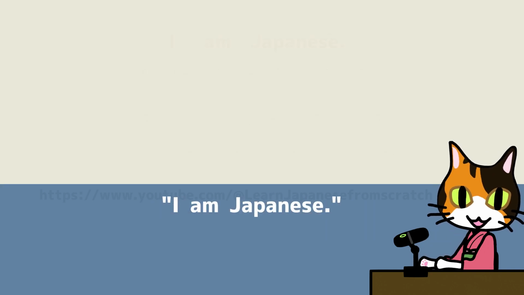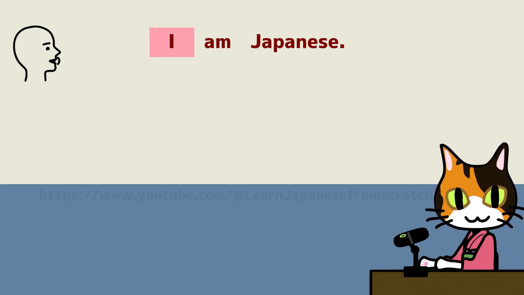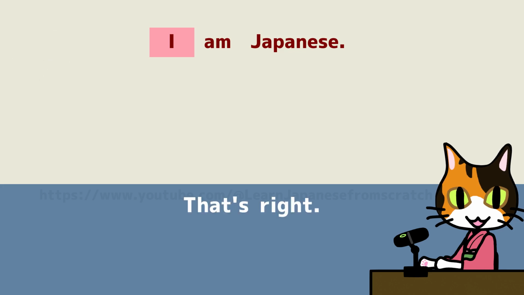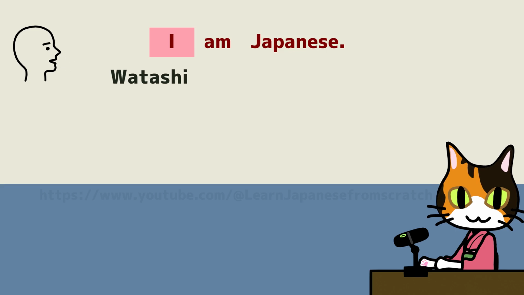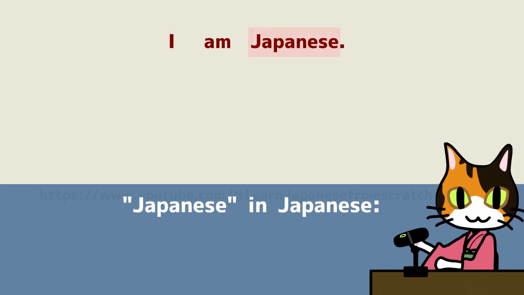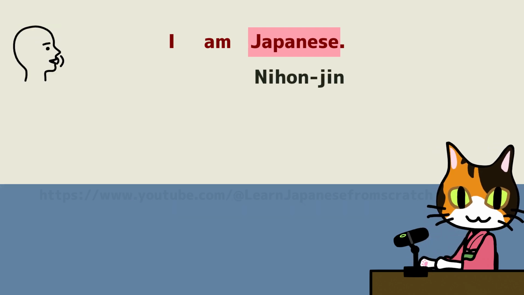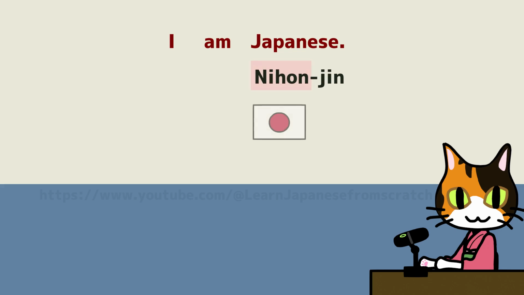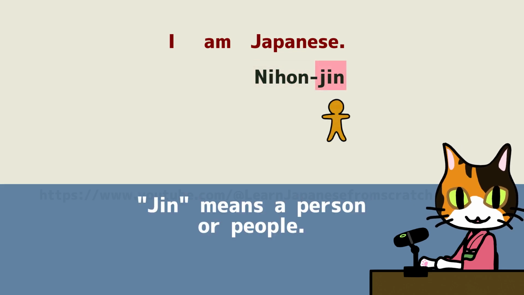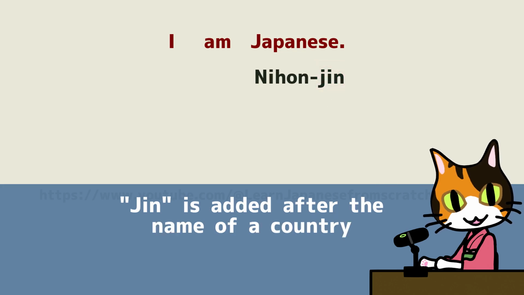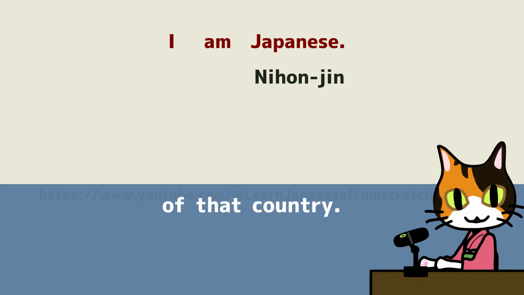Next, let's say, I am Japanese. What is I in Japanese? That's right. 私。 This is how you say Japanese in Japanese. 日本人。 Nihon means Japan in Japanese. Jin means a person or people. Jin is added after the name of a country to mean someone who has the nationality of that country.